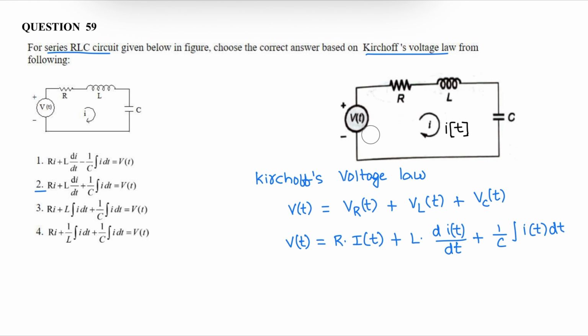So from this, V of t is equal to voltage drop across resistor, V is equal to IR, R into I of t. Voltage drop across inductor is L di by dt. Voltage drop across capacitor is 1 by C integral I dt. So from this, the correct answer is R i plus L di by dt plus 1 by C integral I dt is equal to supply voltage V of t. Correct answer is option 2.